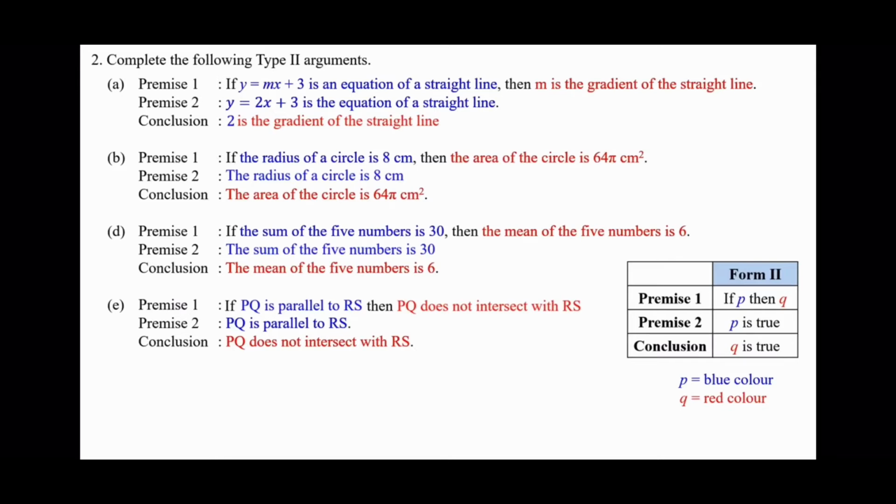When you do form 2, you have to recall the pattern of form 2: if P then Q, P is true, Q is true. Make sure you follow the color so that you are not confused, and make sure you remember the pattern. It must always start with the if then. If P then Q, P is true, Q is true.